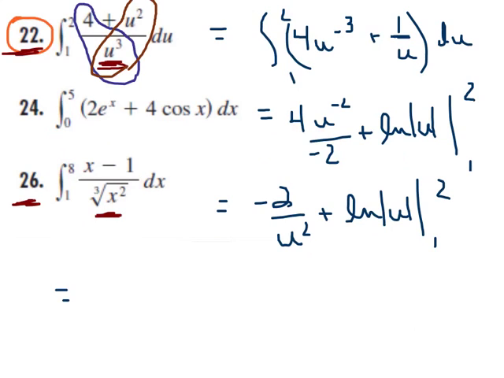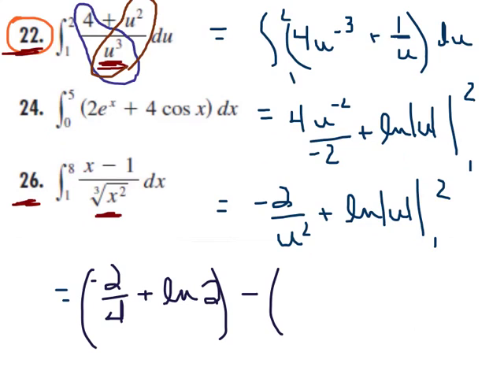So let's plug in our b, and then let's plug in our a and subtract them. Okay, so negative 2 over 2 squared plus the natural log of 2. Now I would put the absolute value in, but the absolute value of 2 is 2. Okay, minus a negative 2 over 1 squared plus the natural log of 1, same thing with the absolute value.